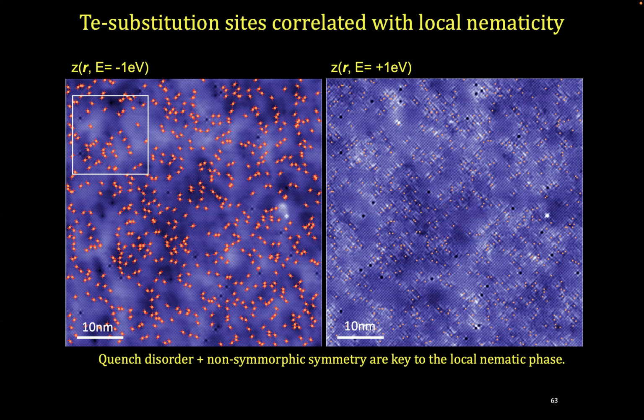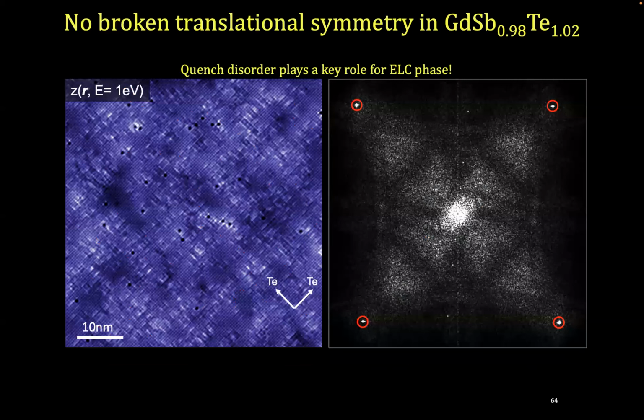So now we know this doping atom plus a non-symmorphic symmetry is key to creating this symmetry breaking locally. Okay. And when you do the Fourier transform again, at the same energy where we're supposed to see this stripe pattern, in the cleaner system it doesn't show up. Okay, only the atomic peaks. So there's no stripe in this cleaner surface. Okay, so this is strong evidence that the doping atoms play a very important role.